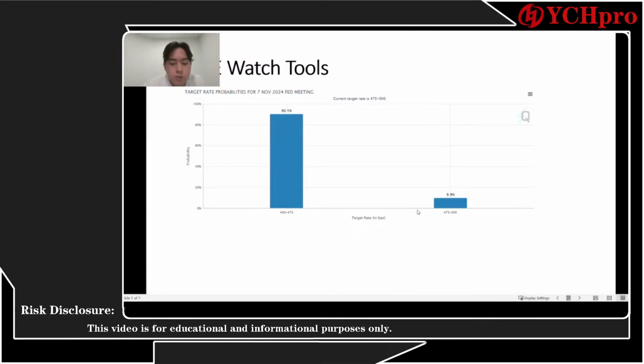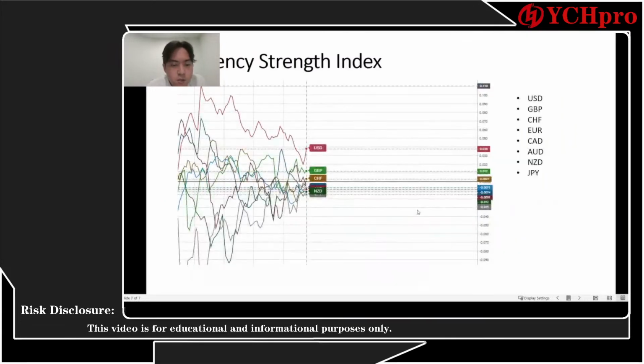Okay, so this one is actually quite important. This is a currency strength index. I really like to use it. If you are a beginner and you don't know how to determine bias, this one gives you straightforward directions. For example, right now we can see that the dollar index is going strong.